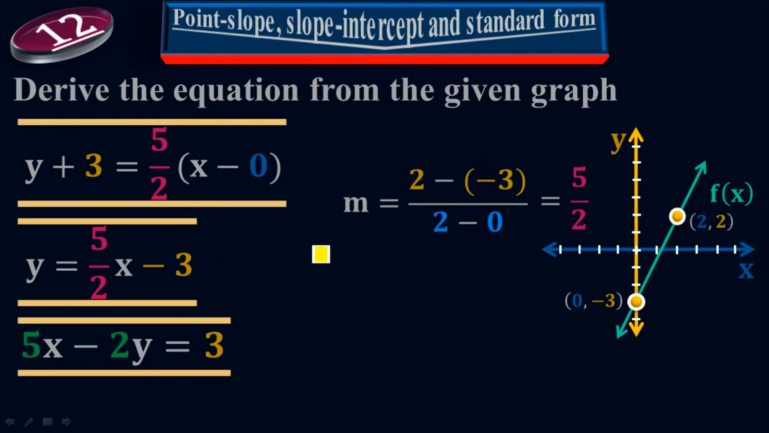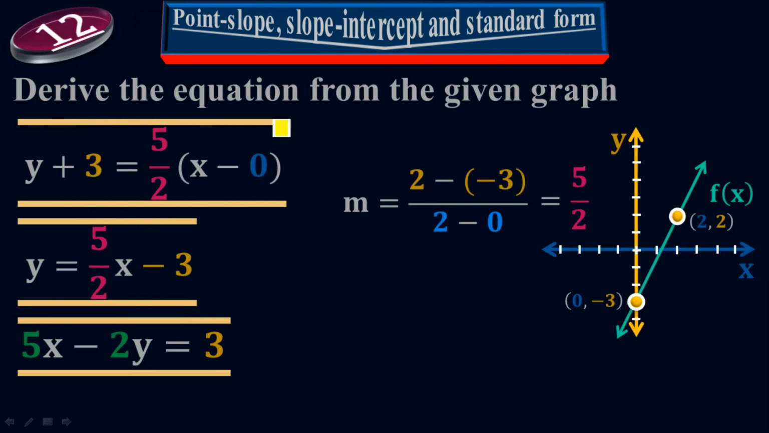So what we have achieved: the question asks to derive the equation from the given graph. The graph has been given. Y sub 1 and x sub 1 are known, but the slope of the line was unknown. So I got the slope of the line here, which is 5 over 2. And then I plug in all those values in point slope form: negative 3 for y sub 1, 5 over 2 for the slope m, and 0 for x sub 1. There I got the equation in point slope form from this given graph.